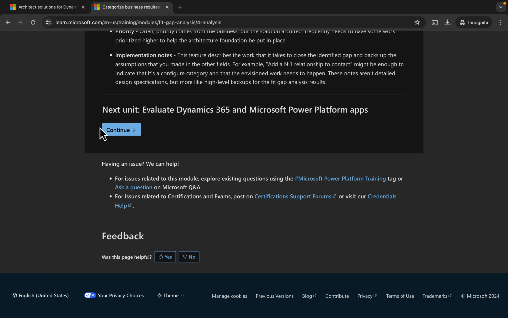Implementation notes. This feature describes the work that it takes to close the identified gap and backs up the assumptions that you made in the other fields. For example, "add a many-to-one relationship to contact" might be enough to indicate that it's in the configure category and that its envisioned work needs to happen. These notes aren't detailed design specifications, but more like high-level backups for the fit gap analysis results.